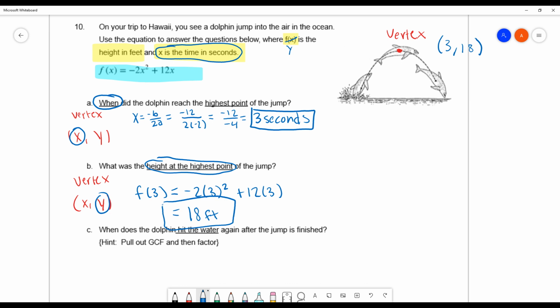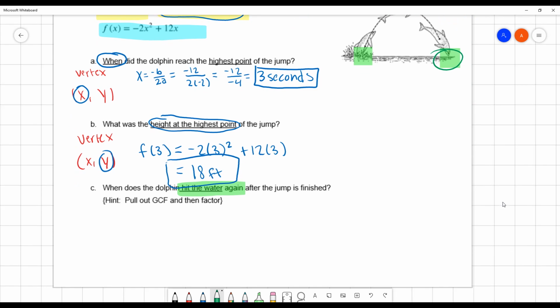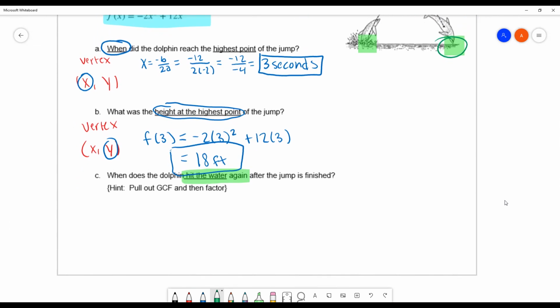All right, part C. Let's read this one. When does the dolphin hit the water again after the jump is finished? If I think about it, there are 2 zeros on this function. One is where the dolphin starts, where it launches out of the water, and the other one is when it hits the water again when it lands. This is the one that we are trying to find. So what we're going to need to do is factor this, and then find the second zero, which I'll talk about in a second. So let's rewrite our equation.